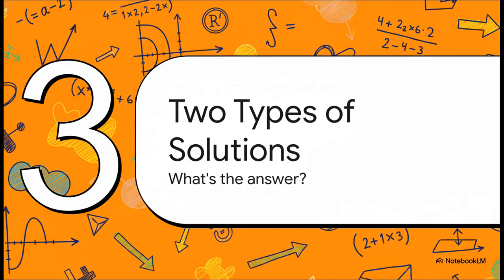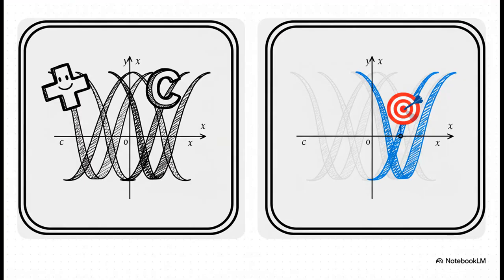Okay, let's move on. When you solve a normal equation, you get a number, right? Like x equals 5. But when you solve a differential equation, the answer is actually a function, like y equals something with x in it. And these answers or solutions come in 2 main types. The 2 types are general and particular.